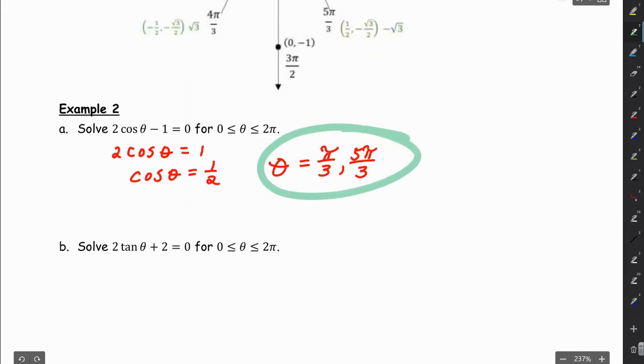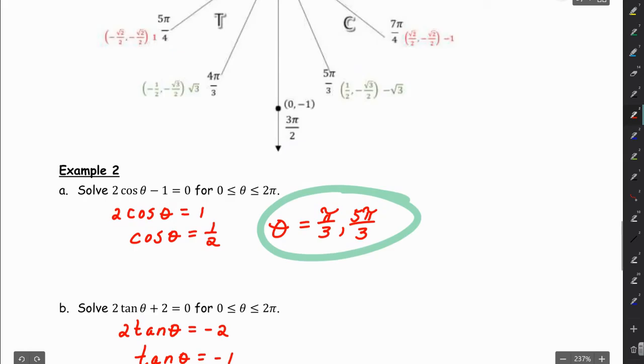We want to solve for the tangent of theta. So we're going to subtract 2 from both sides. So we get 2 tangent theta equals -2. And again, we're just looking at between 0 and 2 pi, just like in part A. Divide both sides by 2. And again, we're asking ourselves, where is the tangent equal to -1 on the unit circle?